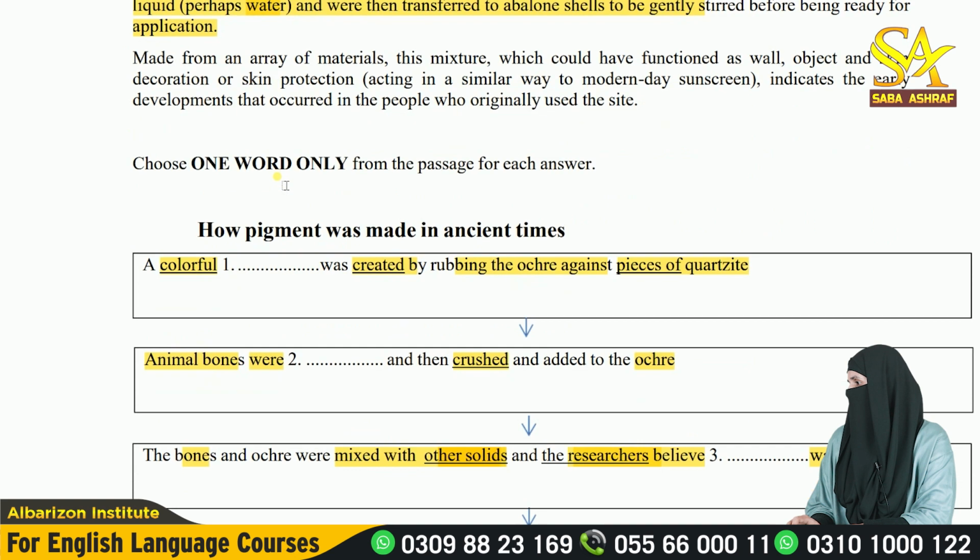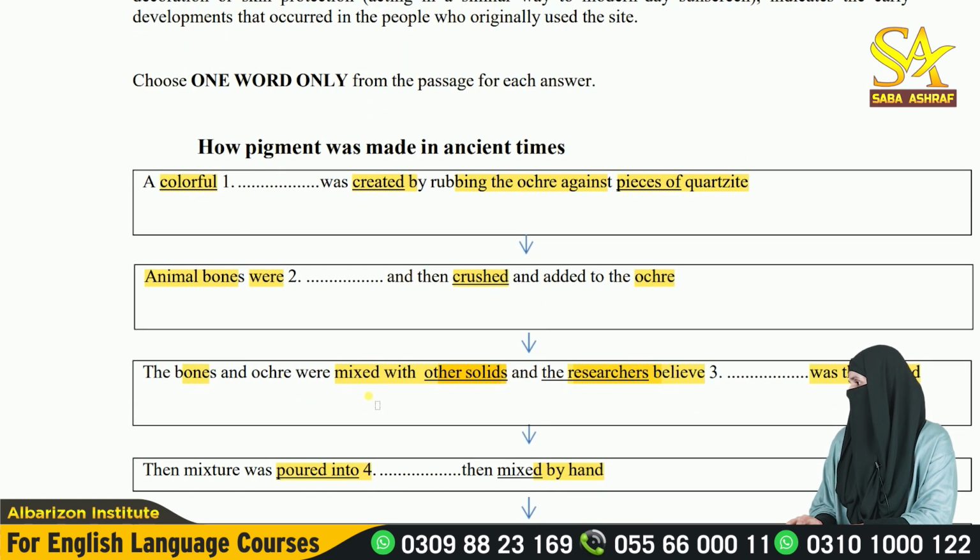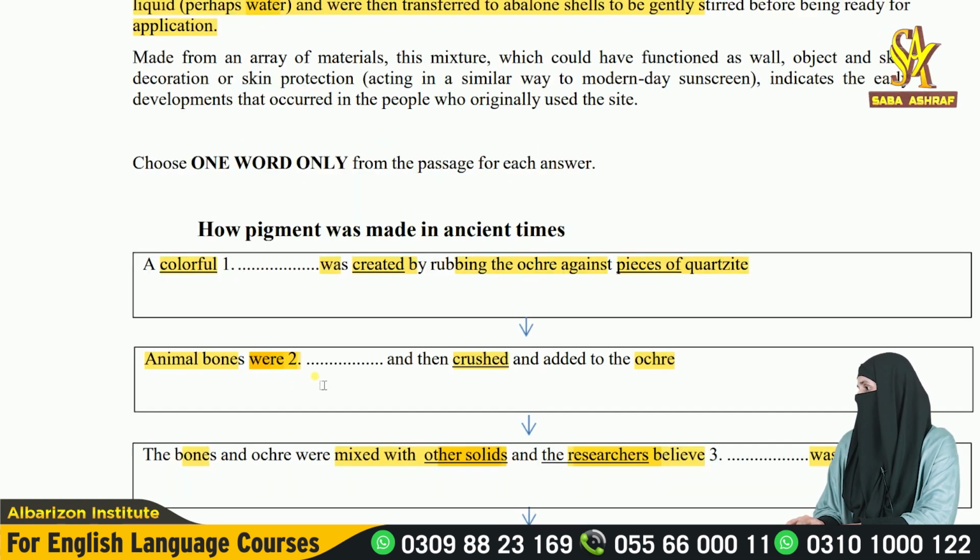Okay, let's read again. The bones and ochre were mixed with other solid and the researchers believe water was then added. यहाँ पर हम थर्ड फॉर्म का यूज करेंगे. The bones and the ochre were mixed with other solid and the researchers believe water was then added.